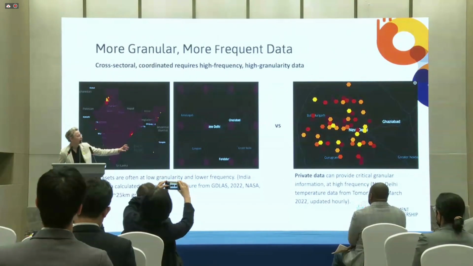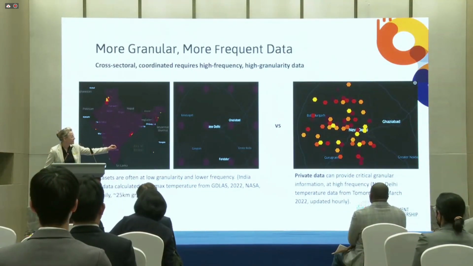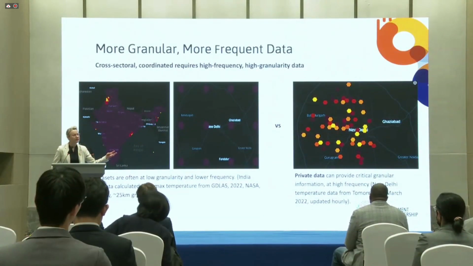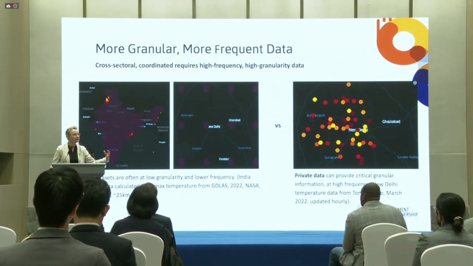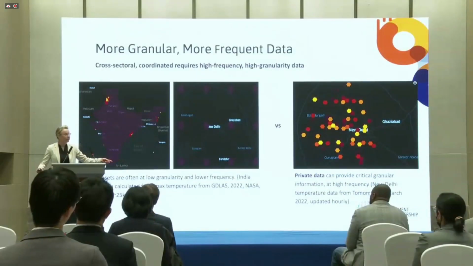But then on the right, you see from tomorrow.io, for the same city in New Delhi, the data are much more granular. So if you wanted to do a project about the heat waves' impact on vulnerable people in a city, you want the private sector data. And those data are updated every hour.